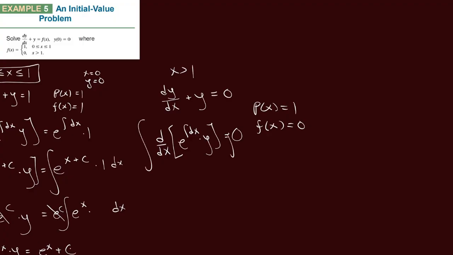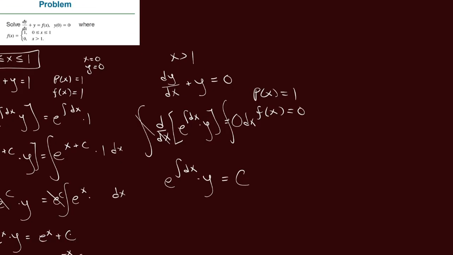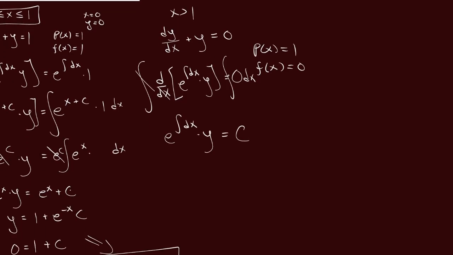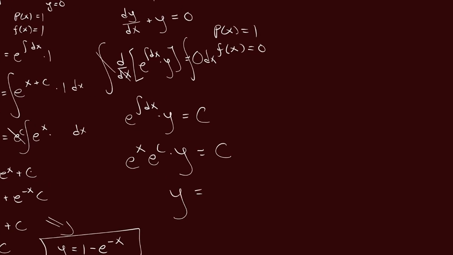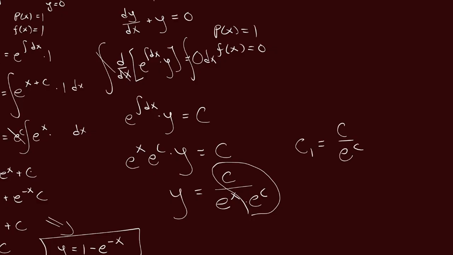So now let's integrate both sides. So this and this cancels out. The integral of 0 is just a constant. Now we will have the following, and then we can rewrite this as something like this. Now let's isolate for y. Now all of this we can rewrite. Let's call this c1. So c1 will be equal to c over e to the power of c, and this we will just rewrite as the following.